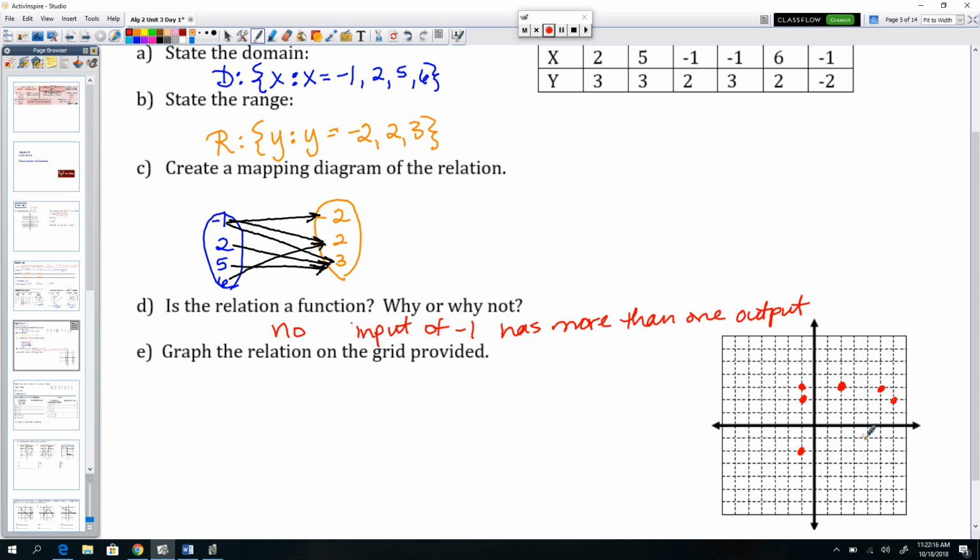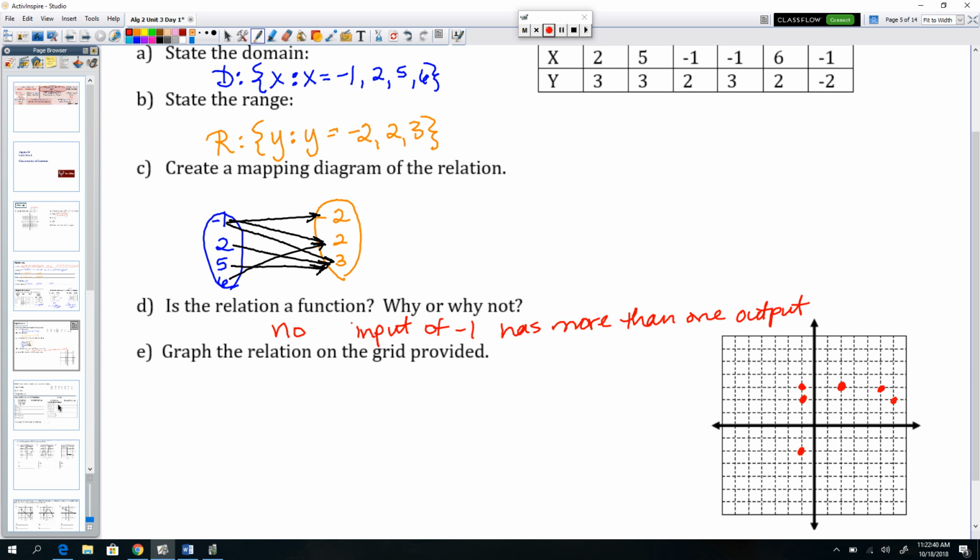Please do not connect these dots. This relation does not exist anywhere except these individual points. It does not exist in between. It only exists at these points. So do not connect these dots. This domain only exists at these individual x values. The range only exists at these individual y values.